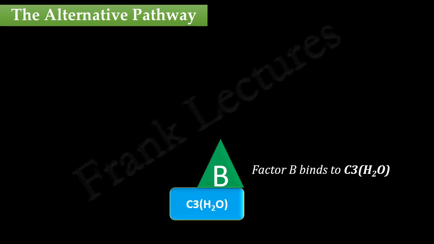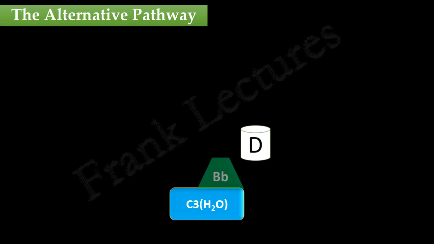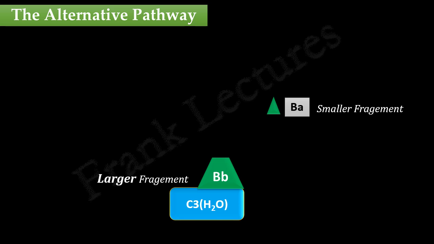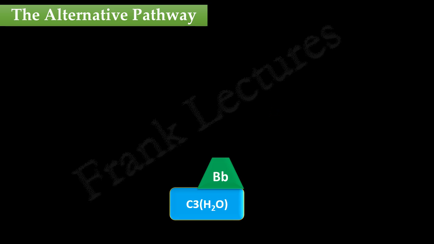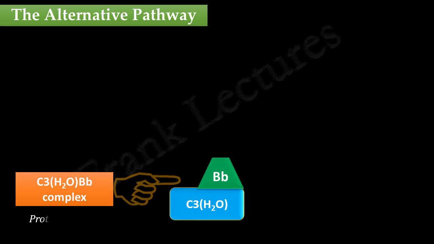In the next step, factor B comes and binds to the C3H2O molecule. Further, factor D comes and cleaves this factor B into larger and smaller fragment. The larger fragment represented by Bb remains bound to the C3H2O molecule, whereas the smaller fragment Ba is released. Now, as a result, C3H2O-Bb complex is formed. This complex has protease activity.